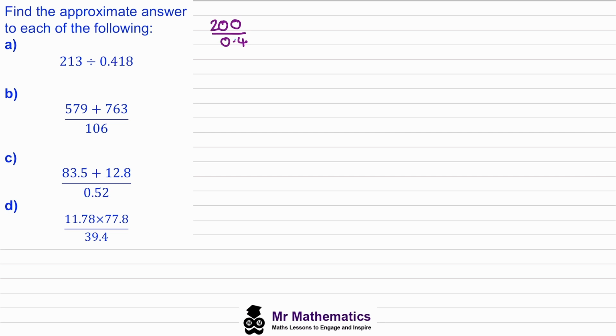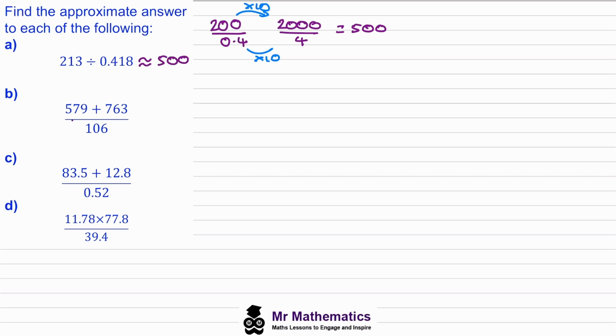And the easiest way of working this out is to convert that 0.4 to an integer. So we can multiply it by 10. Then we'll use equivalent fractions and we'll do the same to the numerator. And this becomes 2000 divided by 4. And when you divide 2000 by 4, we get 500. So what we say then for part A is that 213 divided by 0.418 is approximately, this symbol here means approximately, 500.